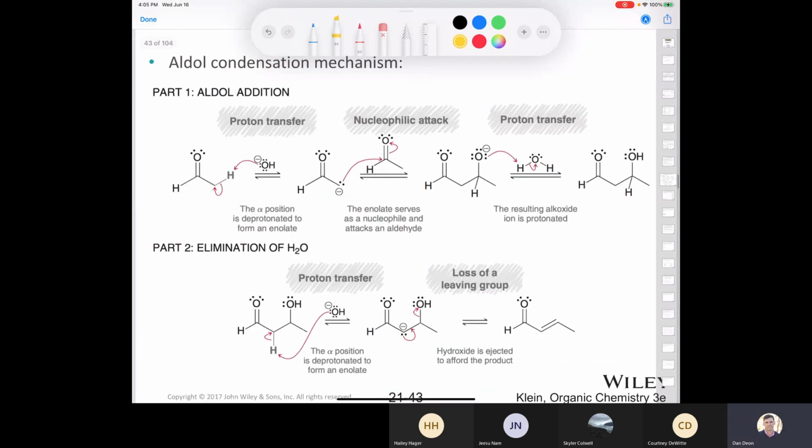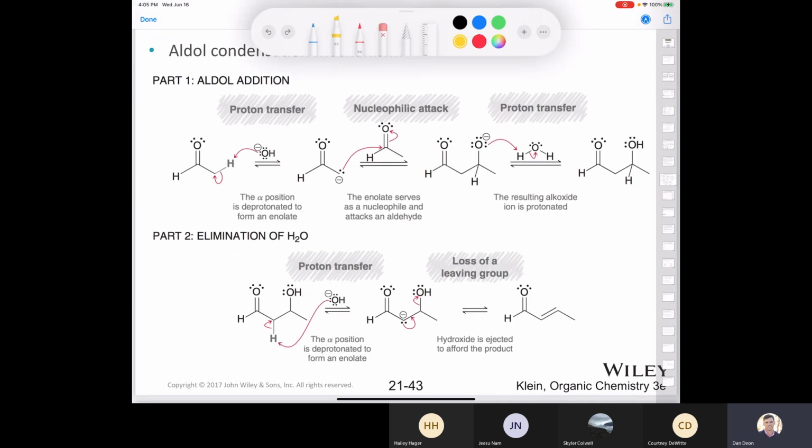Let's take a look at the mechanism here. The first part we've already seen. To do the aldol formation in base, we simply do a deprotonation, which is a proton transfer. Then we have our nucleophilic attack, proton transfer, and we end up with our aldol. So when we're in a high heat situation, we're going to remove this proton here, and then we end up losing the hydroxide as a leaving group. Keep in mind, we are in base. And that gives us our alpha beta unsaturated carbonyl.